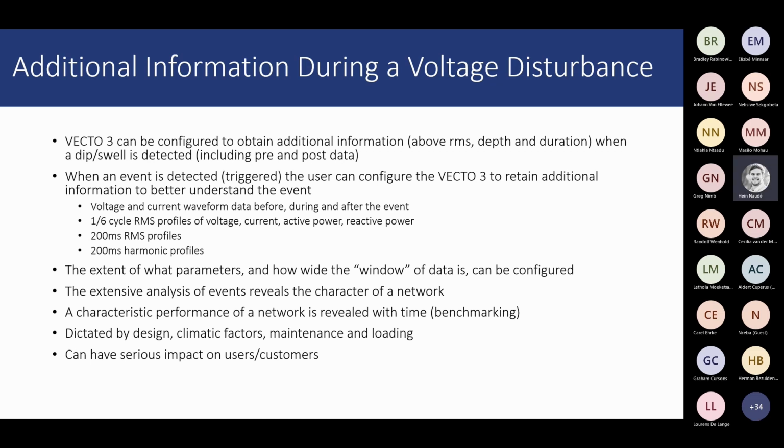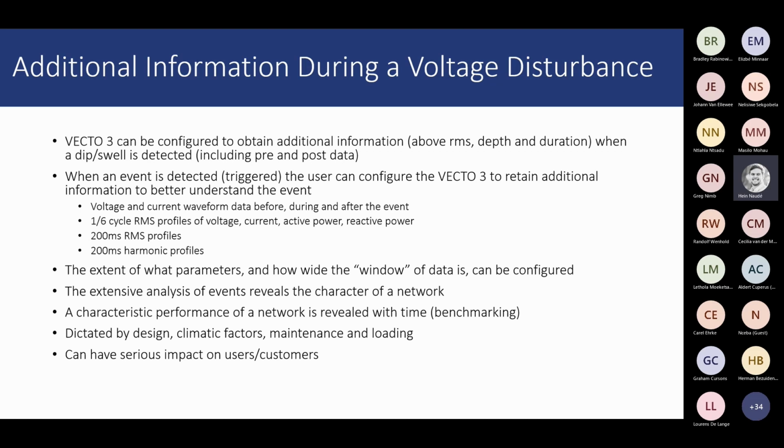Now, the extent of these parameters, so you're selecting this, and the window can be configured. So you can configure what the window of data is that you want to see during an event. Again, I'll show that in a nice image in one of the next slides. And then you'll be able to use this data for extensive analysis to reveal the character of the network.